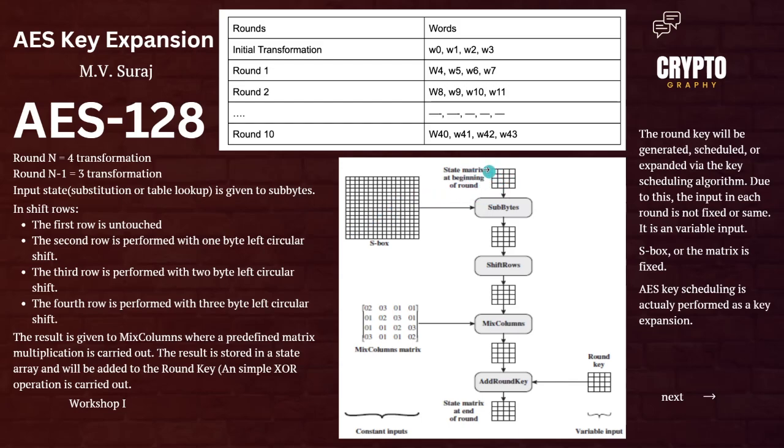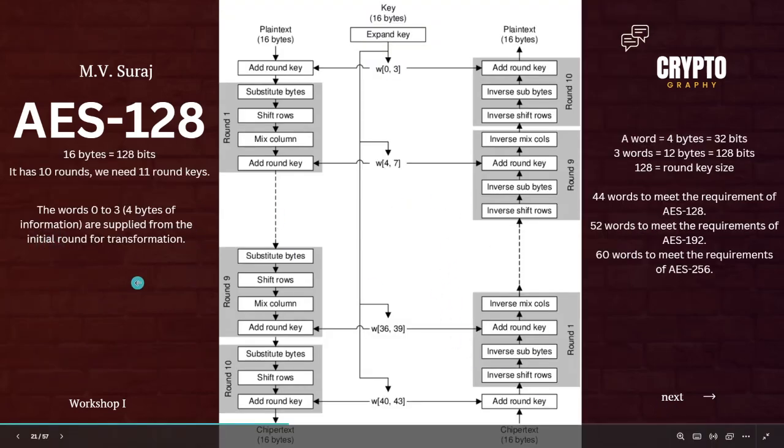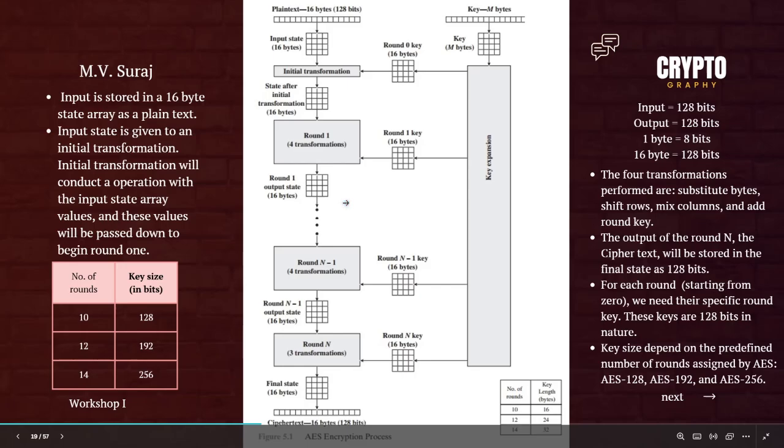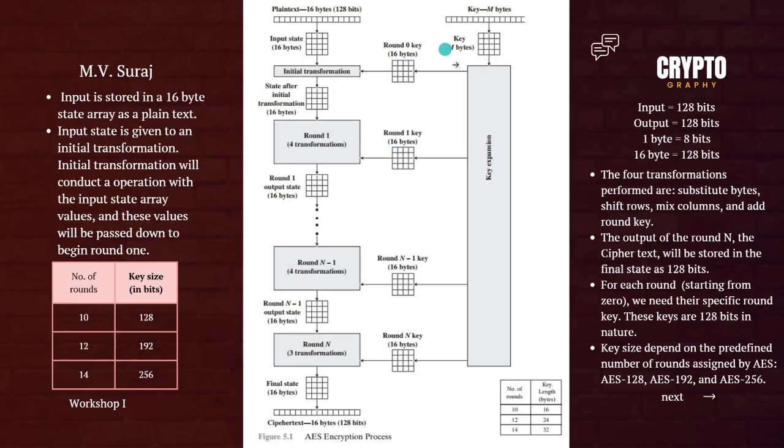So this is our input state array, and this is now given to subbytes. What happens here is that a substitution, or a table lookup sort of thing, is going to be performed here. Again, we will go even more deep into this. Like I mentioned, we are not looking at the transformation yet, not just yet. We are taking a look at this part.